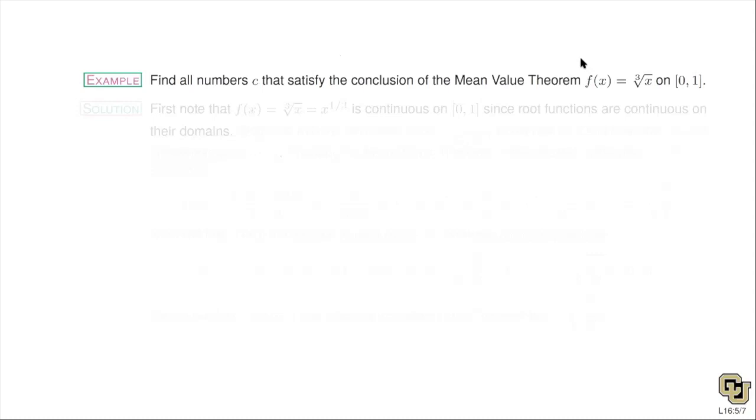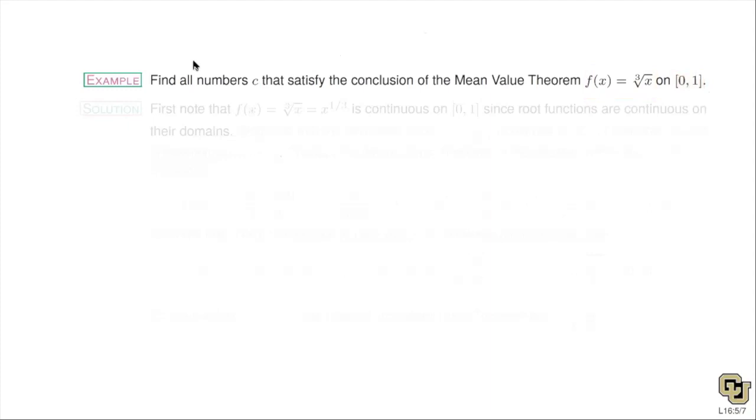In this case, the function we're being given is the cube root function, and the interval a to b that we're asked to look over is 0 to 1. So I want to find a number c such that f prime of c equals f of 1 minus f of 0 over 1 minus 0. Okay, that's all this is asking for.